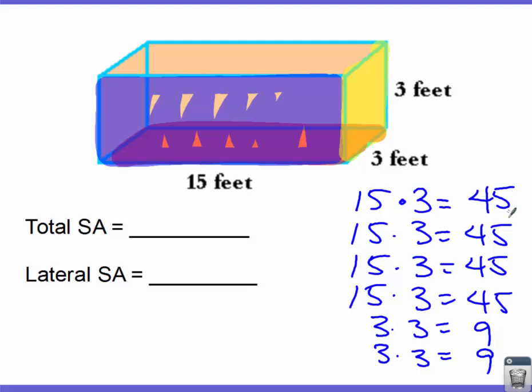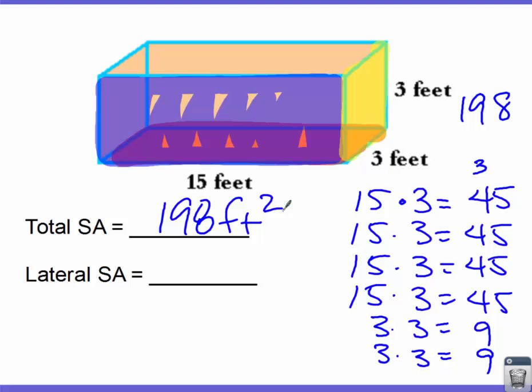So we have 5, 10, 15, 20, 29, 38. We write down the 8, we carry the 3. Now I don't have any room down there. So now I've got 4, 8, 12, 16, 17, 18, 19. So we end up with a total surface area of 198 feet. And since we're finding area again, it's squared, 198 feet squared.